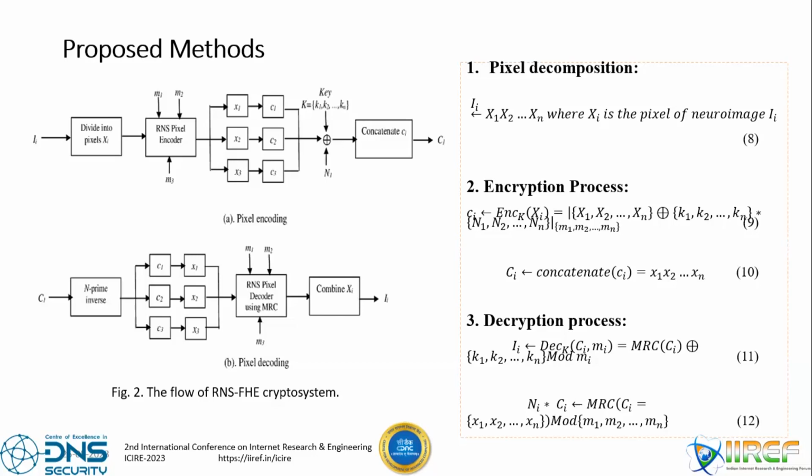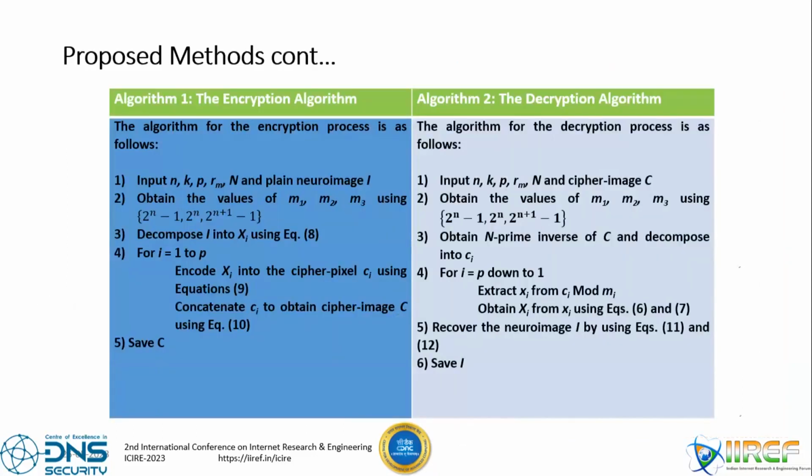Then this is decomposed into its cipher pixels, and the cipher pixels are decoded to obtain the residues, while the residues are concatenated to obtain the neuroimage datasets. This is the simplified algorithm.